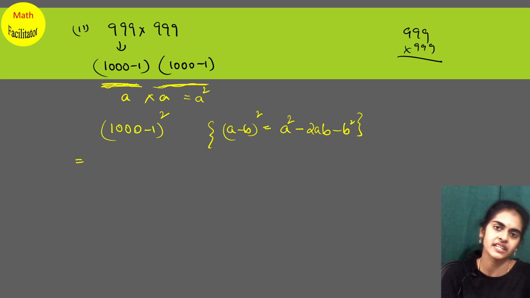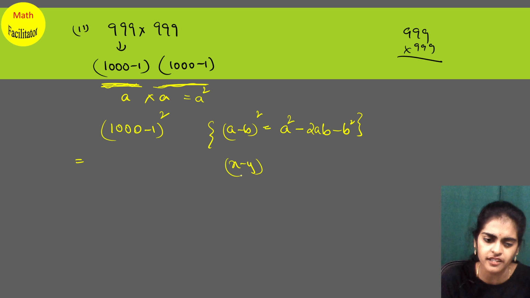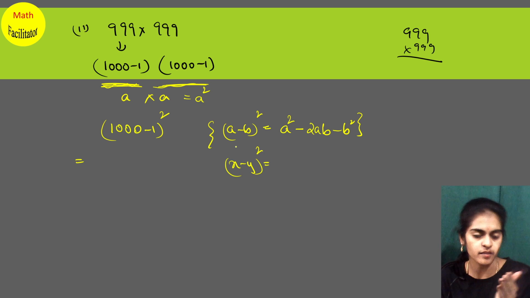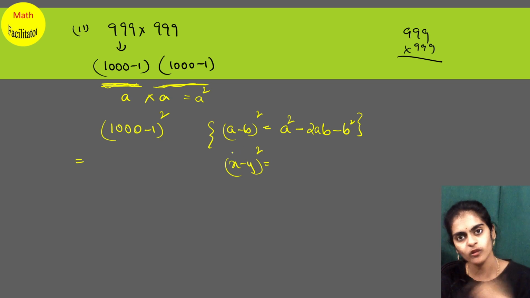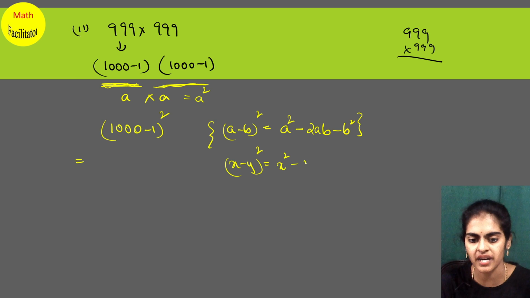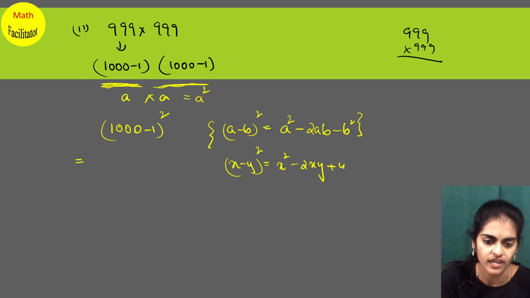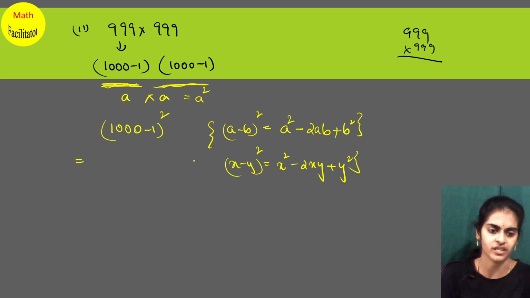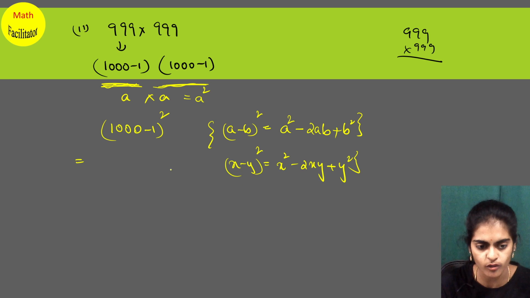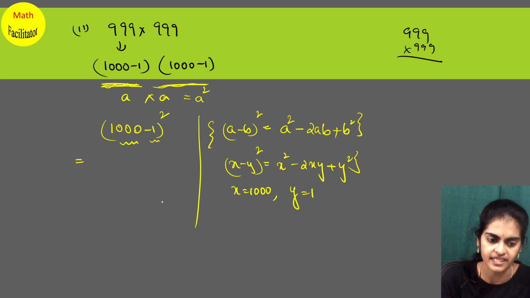Now in your textbook it is given as x minus y. See, an identity has variables, and you can keep any variable. (a minus b) whole square is the same as (x minus y) whole square. So it is x square minus 2xy plus y square. Here in the place of x you have 1000, and in the place of y you have 1.